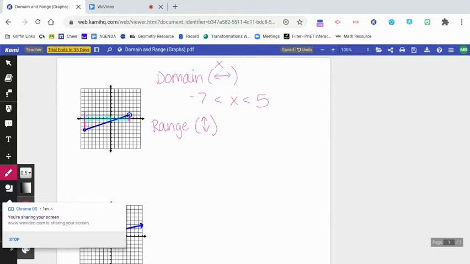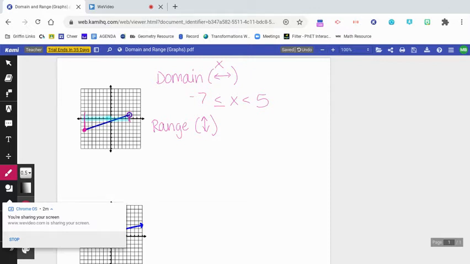So looking on the left-hand side of our graph, do you see how this dot is actually closed in? That means -7 is included in our domain, so it's going to have an or equals to. Versus on the right-hand side, do you see how the circle remained open? That means 5 is not included. It goes all the way up to 4.999999, but it never actually touches 5. So we are not going to have an or equals to whenever we are referencing our domain to the 5. So that means that our domain is -7 is less than or equal to x, which is less than 5.